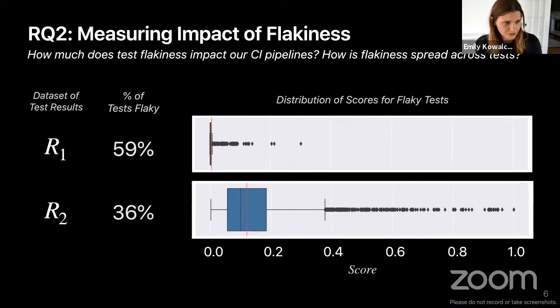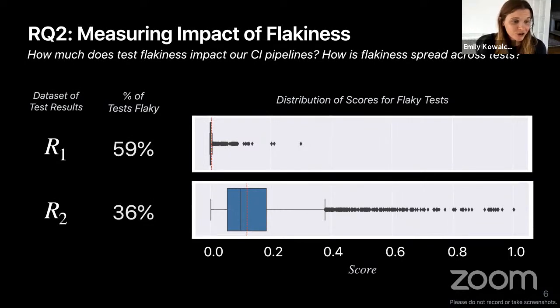And so here are the results. We looked at 2 data sets, R1 and R2, and we first looked at just the percentage of tests that flaked within each data set. They're both a couple months' worth of test results. R1 has 1 suite, R2 has 3 suites. And any test that had any variation within what we called that version was going to be a flaky test, and it only had to do it once.